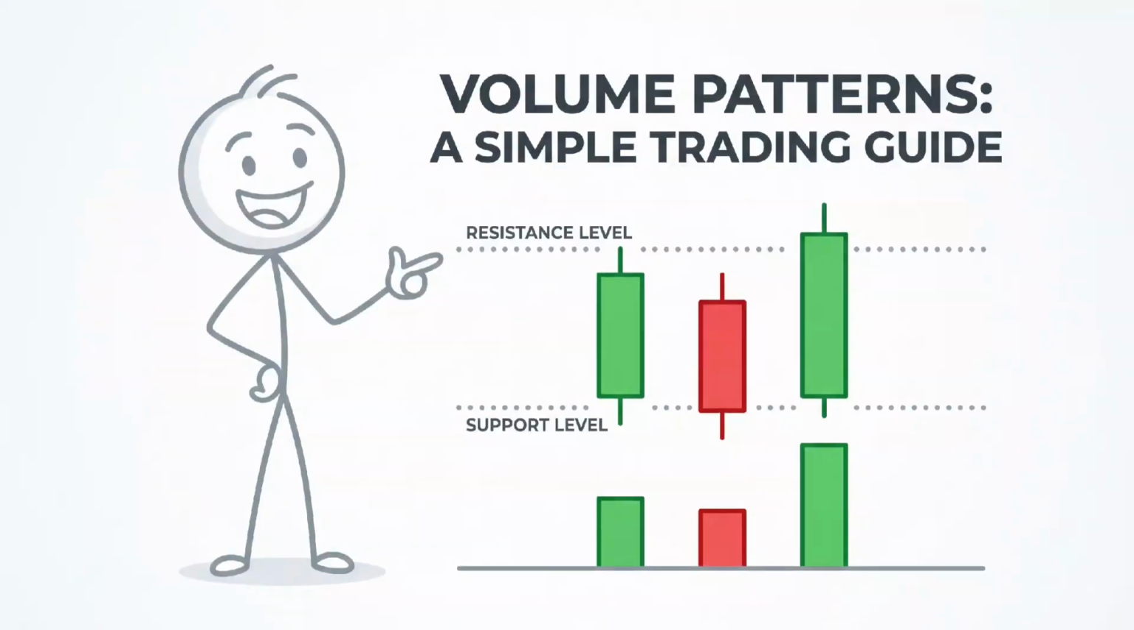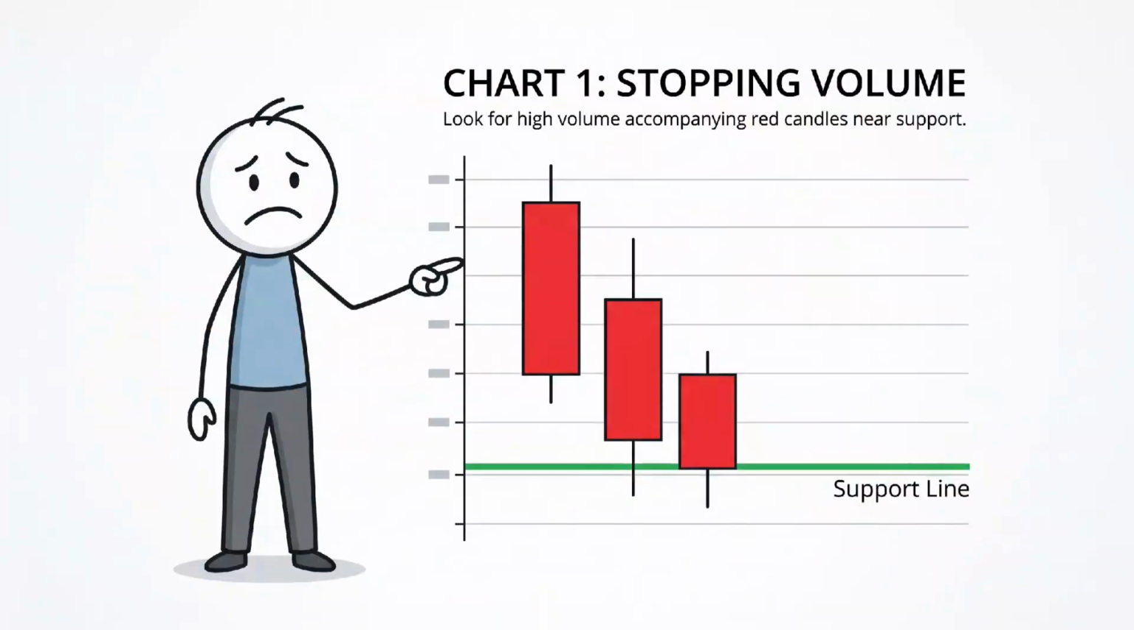Step 3. Identifying critical volume patterns. Now let's break down 3 high-probability volume patterns that every professional trader must master: stopping volume, buying climax, and volume divergence. Chart 1. Stopping volume on E-mini S&P 500 futures, ES.